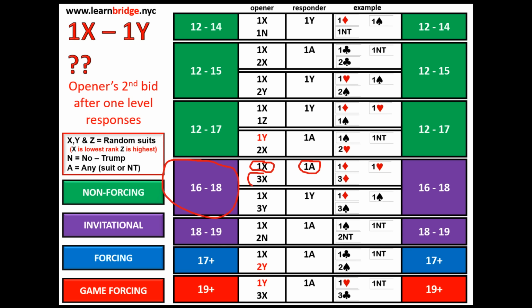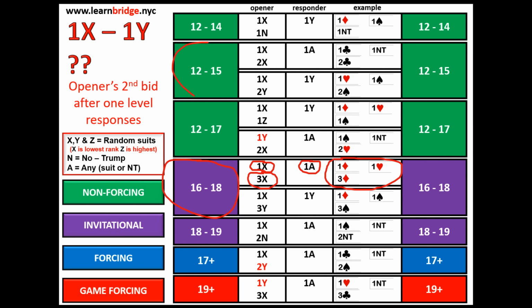And here, as the opener, we're jumping and rebidding our suit, right? So we could have just bid two of our suit, but we jumped to the three level. And the example here is one diamond, one heart, three diamonds. Three diamonds by the opener says, hey, I have a 6-card diamond suit. I'm rebidding it, so it's always 6. And I have more than just my minimum.